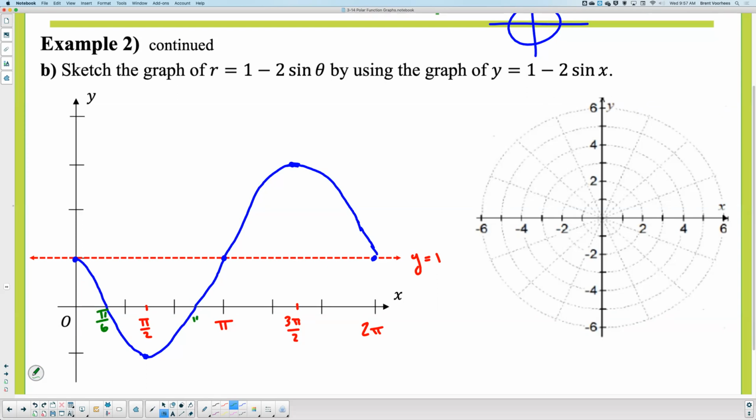This is the next pi over 6. What's the next pi over 6 going to be? How many pi's over 6? 5 pi, because it's almost 1 whole pi. That's 5 pi over 6.